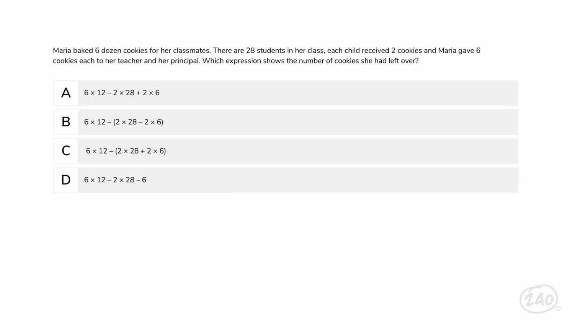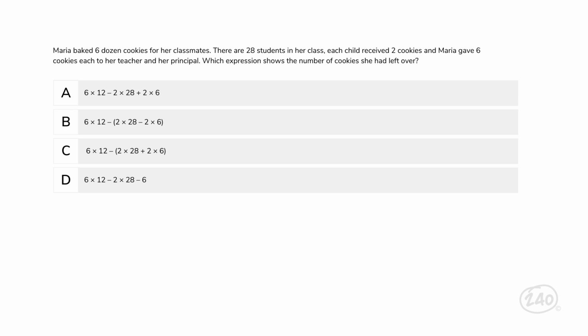1 category down, 2 to go. Moving into algebra. What about those evaluating and manipulating questions? What do those look like? Maria baked 6 dozen cookies for her classmates. There are 28 students in her class. Each child received 2 cookies, and Maria gave 6 cookies each to her teacher and her principal. Which expression shows the number of cookies she had left over?